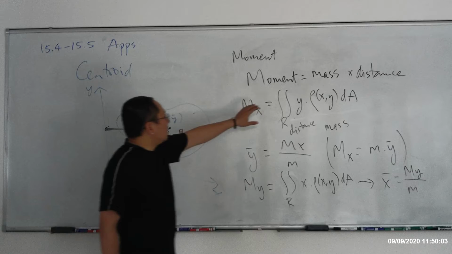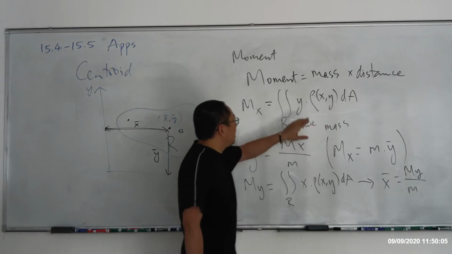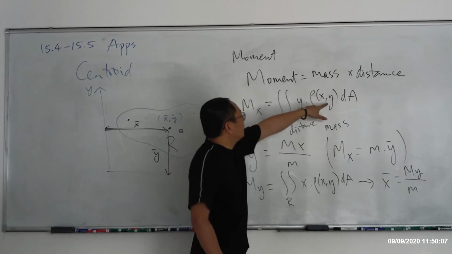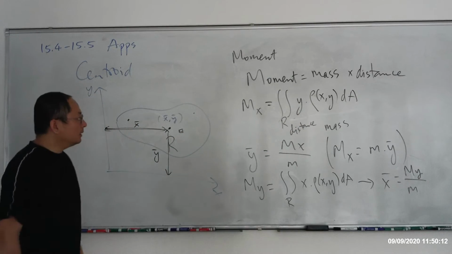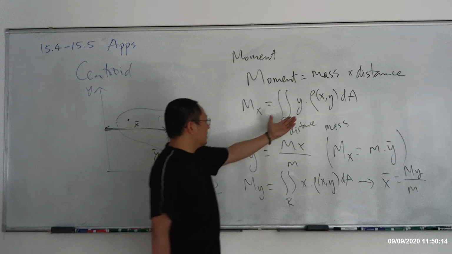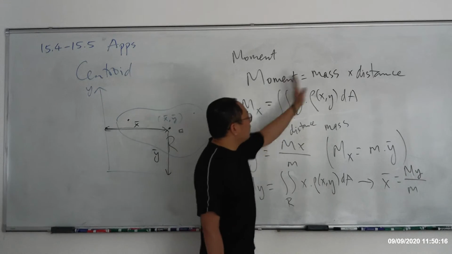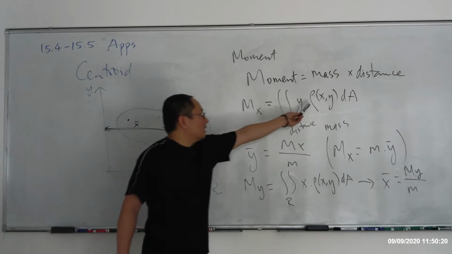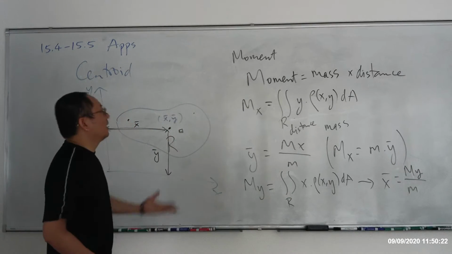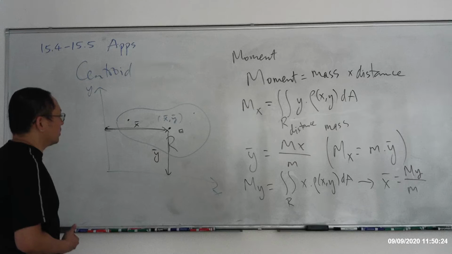If density is a constant, rho is a constant, then what? You can pull rho outside the integral, so you come back to Calc 2. But here, the difference is what? Rho may not be constant. You have to include rho inside of the integral, and rho is a function of two variables. That's why we write x, y, and you have to use a double integral to calculate.